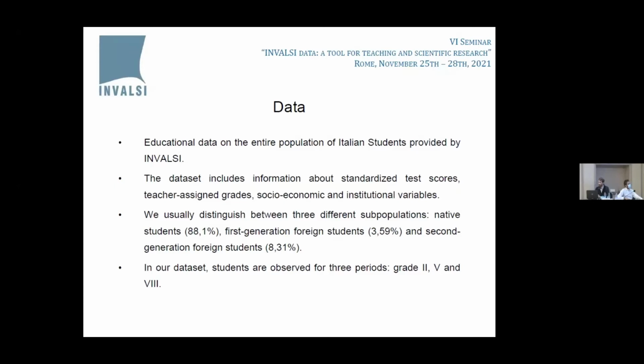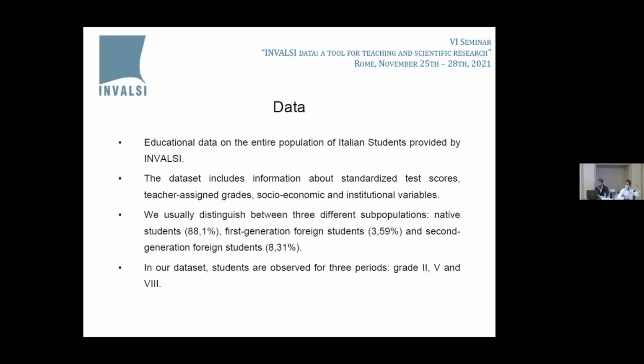And as we know, these have quite a lot of information. We have information about the standardized test scores and the grade given by the teacher, so we can compute the difference between the two assessments. And also we have a lot of information about socioeconomic backgrounds, institutional variables, and a lot more. In general, I can distinguish between three different subpopulations. So we have native students, which of course are the majority, and then first generation and second generation foreign students. Although in this presentation, I will just distinguish between native and foreign students for simplicity, we can distinguish even more.